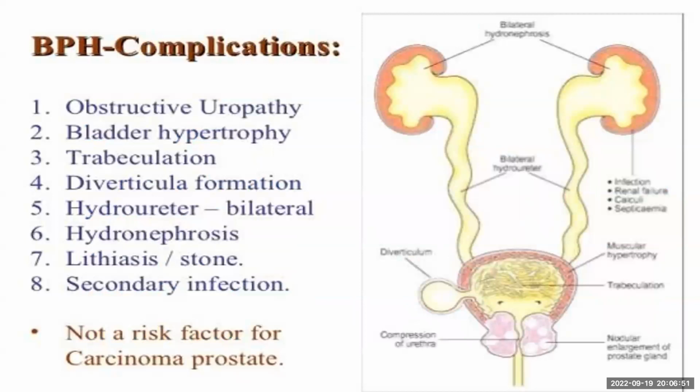Okay, so the complications. When the flow of the urine is obstructed, it leads to obstructive uropathy. The bladder will be hypertrophied, trabeculation will be there, and there is a chance of diverticular formation. See the picture. Trabeculations mean an increase in the rugae. Muscular hypertrophy will be there, and it also leads to reflux in the ureter. So the ureter will also be expanded and enlarged, which again affects the kidney as hydronephrosis. So there is a high chance of developing secondary infections and urolithiasis.